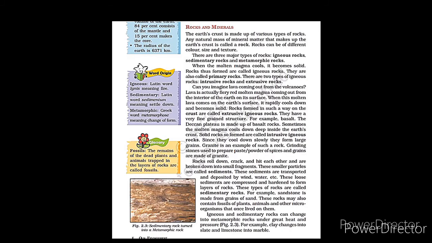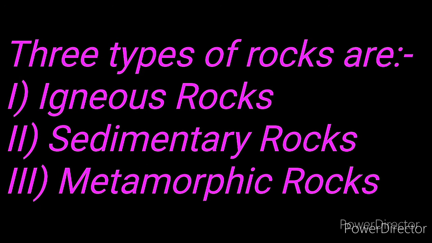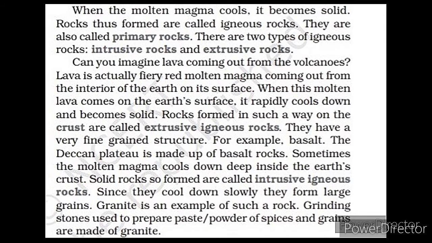So today we are going to discuss the next topic, that is rocks and minerals. Any natural mass of mineral matter that makes up the earth's crust is called a rock. Rocks can be of different colors, sizes and textures. There are three major types of rocks. First is igneous, second is sedimentary and third is metamorphic rocks. First we will talk about igneous rocks.